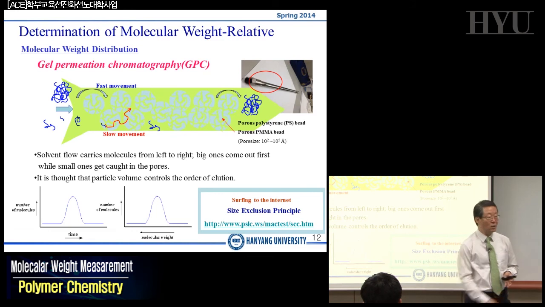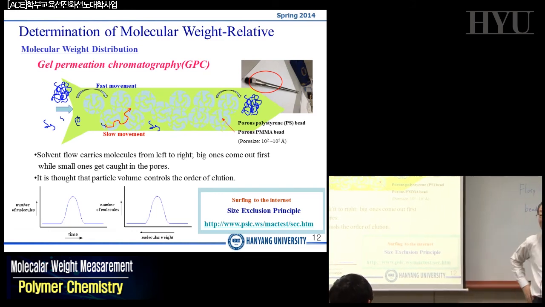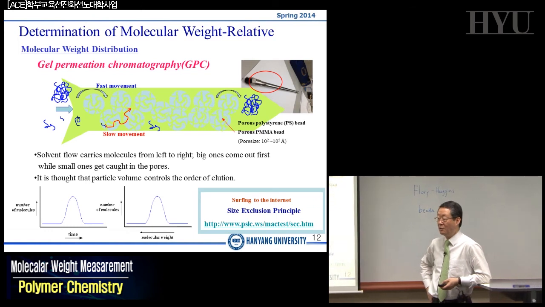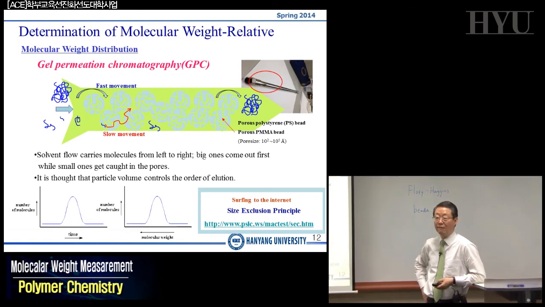If you obtain this molecular weight distribution curve, the GPC will automatically calculate Mn, Mw, Mv, and Mz. So you don't need to go through very complicated calculation steps. The computer will do the calculation for you automatically.